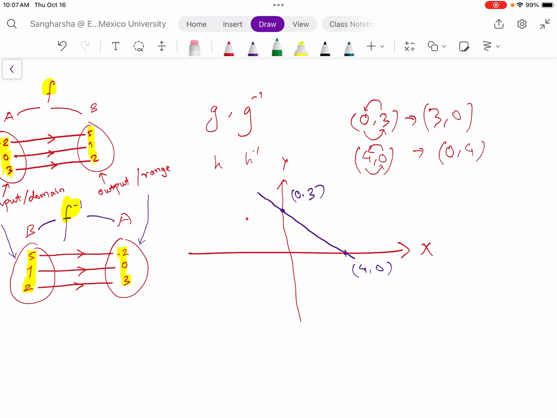Now let's plot these 2 points. So we have (3, 0). So (3, 0) is here. (0, 4) is here. And we get this graph, and this will be the inverse of the first line. So finding the inverse means you are switching x and y. You switch the input and output, and we get the inverse of a function.